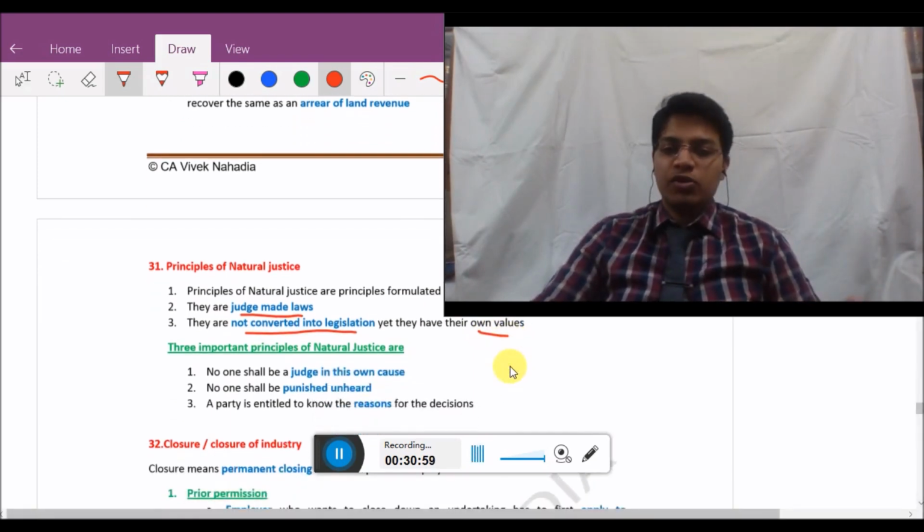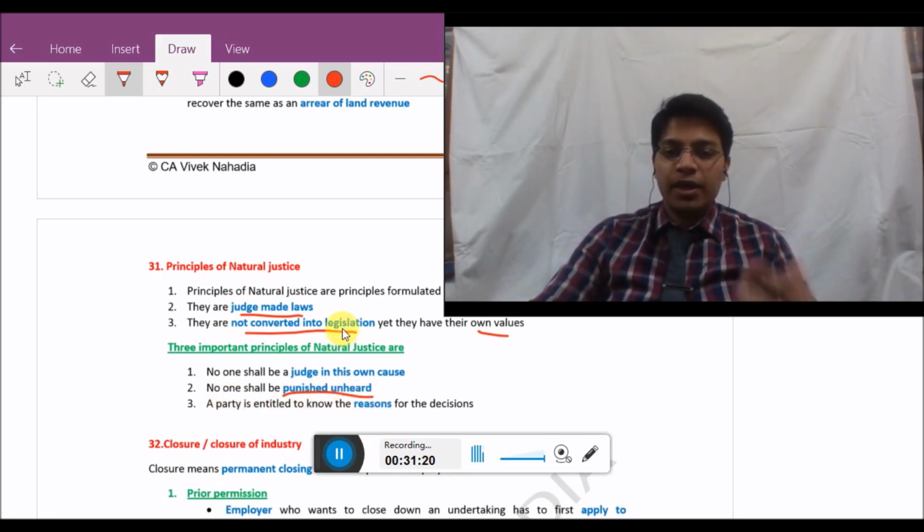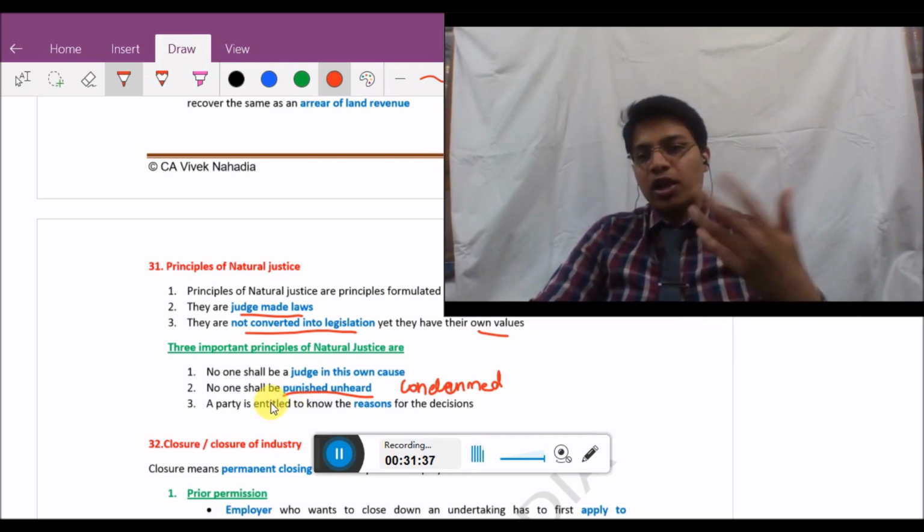Three important principles of natural justice are: no one shall be a judge in his own case. Why? Because if he is a judge in his own case, then he cannot give a right decision, he will give a biased decision. These we have already read. No one shall be punished unheard. If you want to use a better word, you can use condemned. No person should be condemned unheard. The judge has to hear both the parties, and only then give the decision. He cannot give the decision unheard.